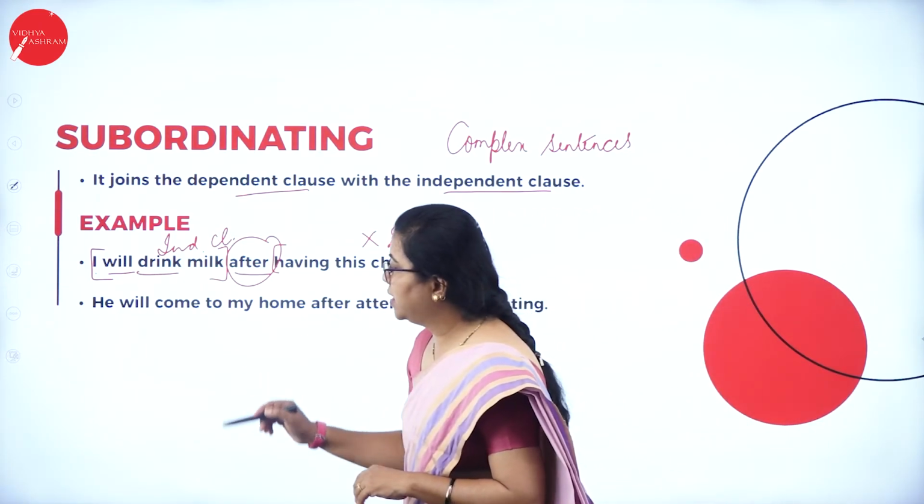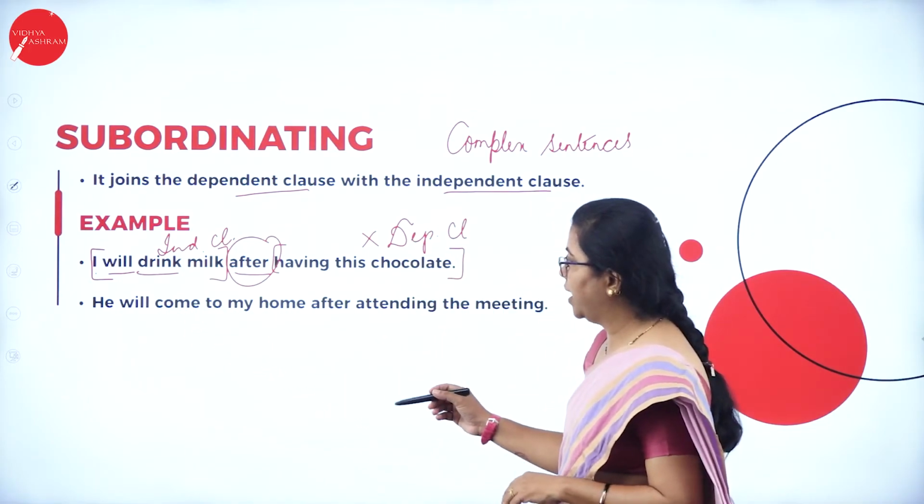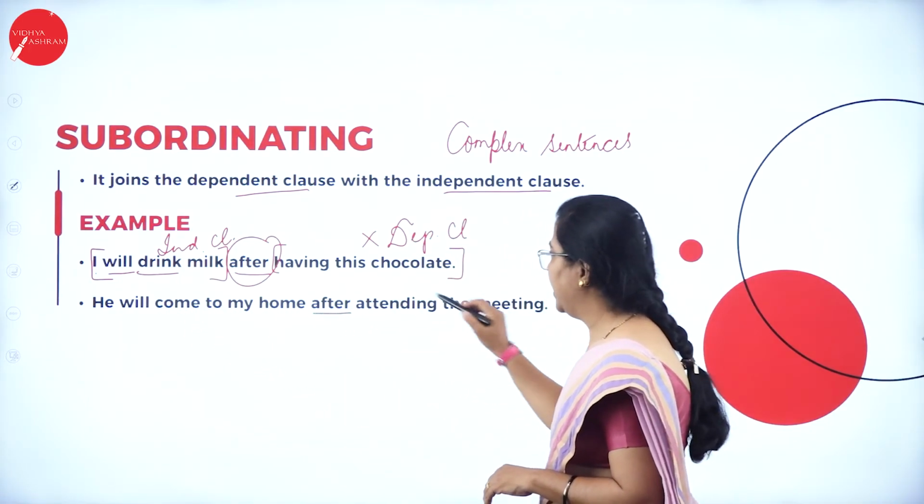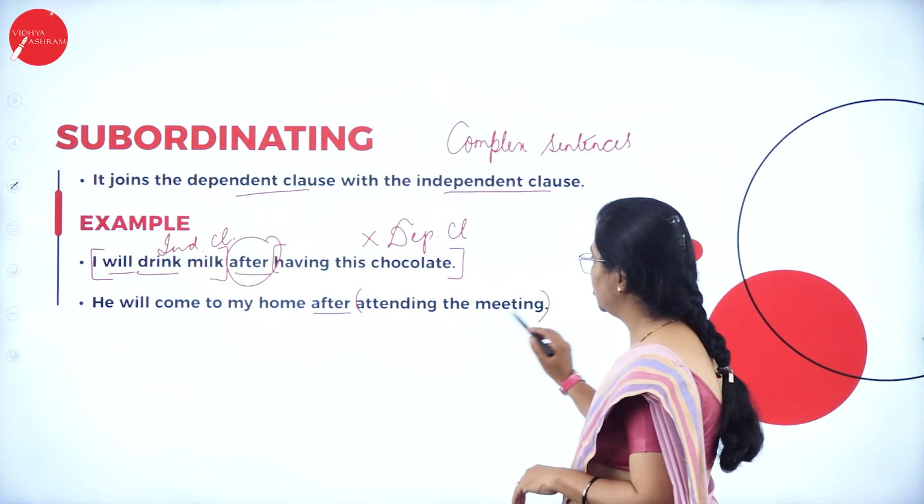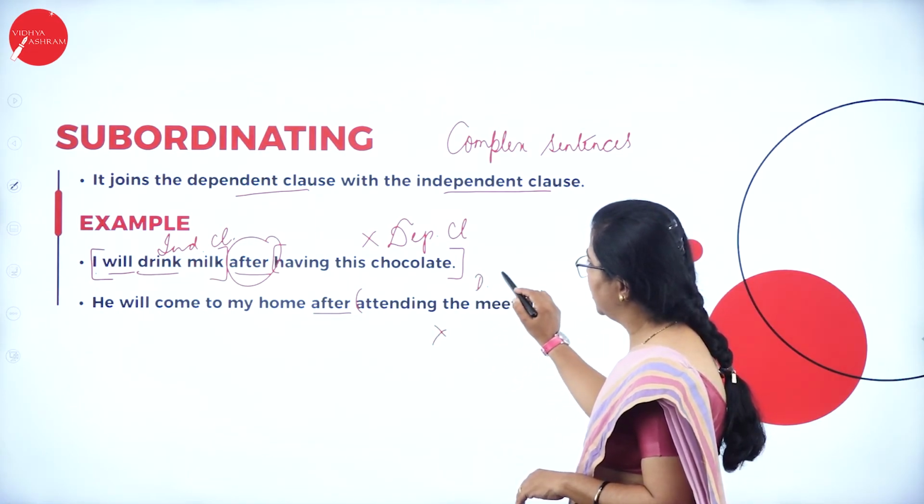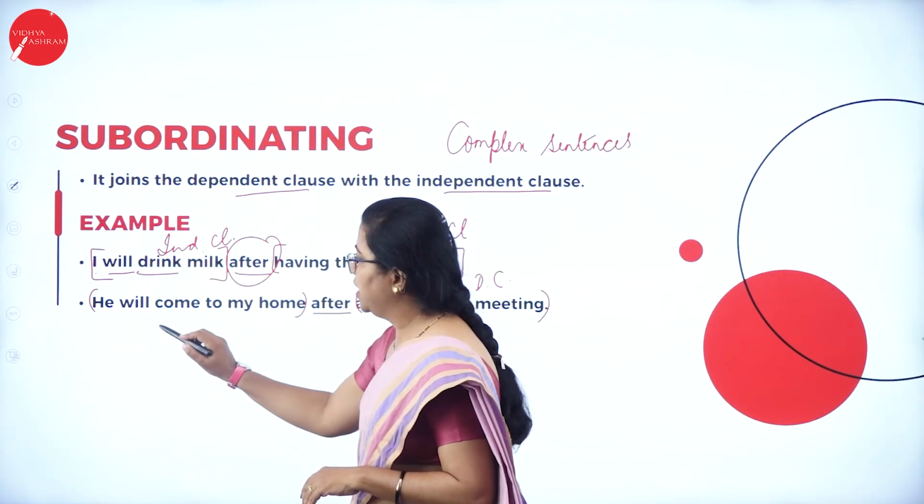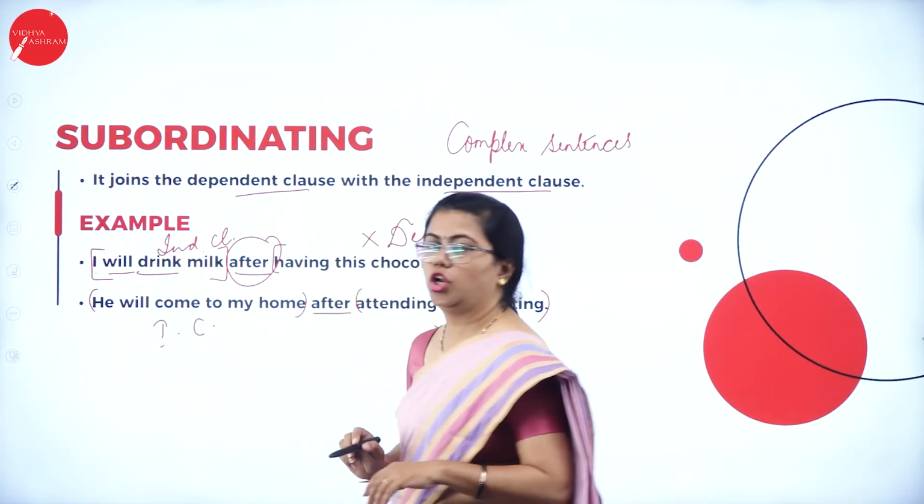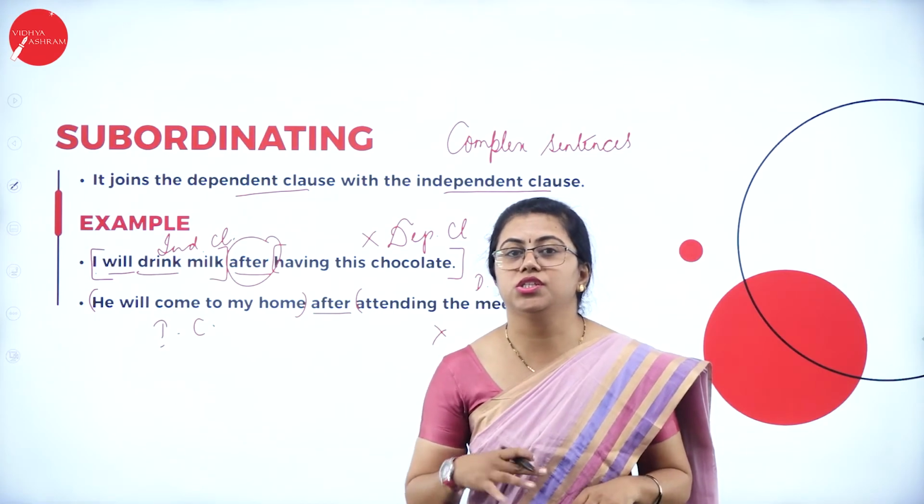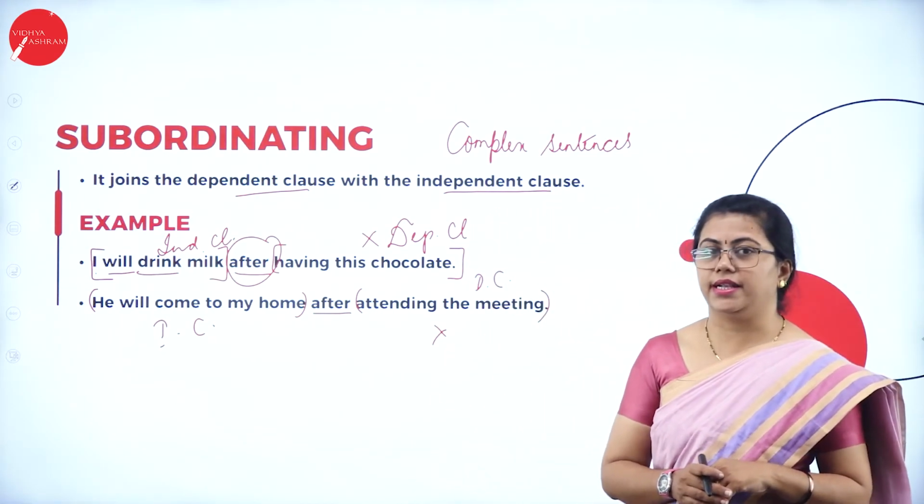Then you have another example here. He will come to my home after attending the meeting. So this is not giving you complete meaning. So this is a dependent clause, and this part is giving you complete meaning. So this becomes an independent clause. Fine. So this is the structure of a complex sentence.